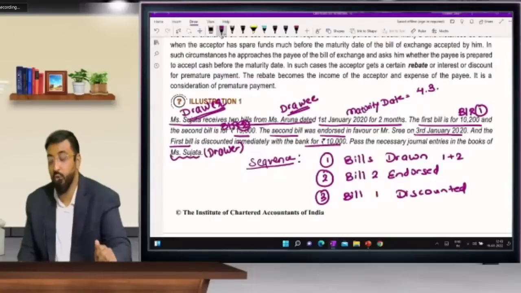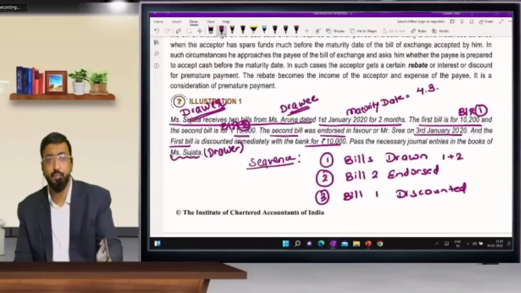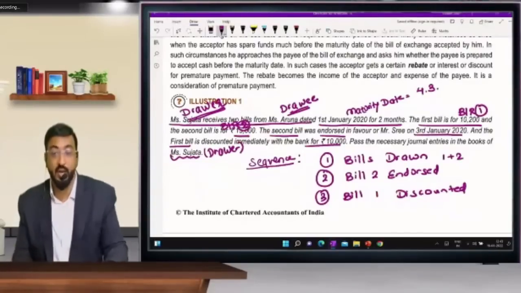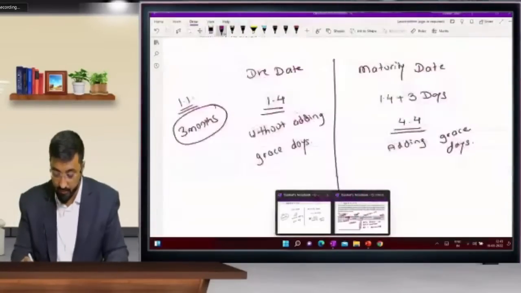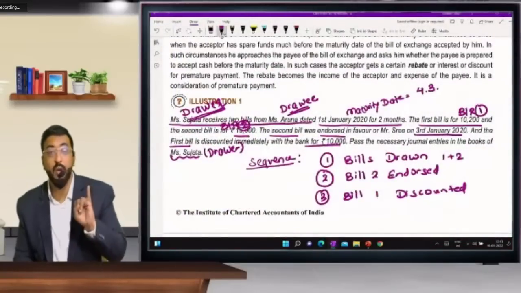So how many entries you are going to pass? There are 3 entries. But I will give you sequence and you can take a screenshot of my answers. So don't waste time in writing these entries. Understand it properly, and in homework you can prepare index, and in index you can write just all this sequence, and entries you can pass it afterwards. Okay, so what is the answer part? Chalo. So what is the entry for bill drawn? Bill drawn is bills receivable 1.